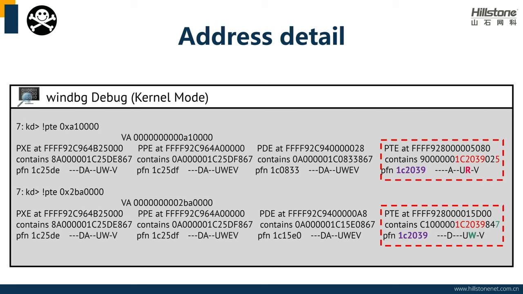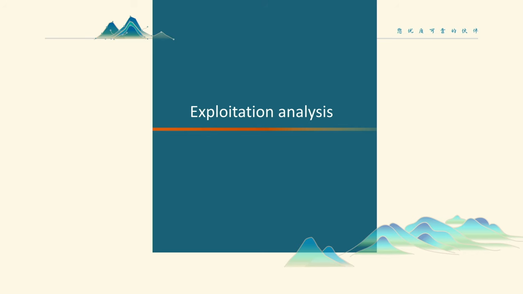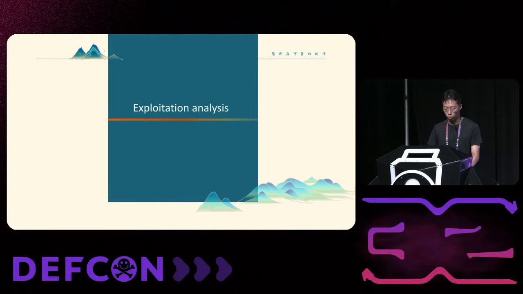From the page table entry in WinDbg, I can see two addresses pointing to the same page frame number. It means they point to the same physical memory. And we can see from the protection, which we checked in the debugger when the server tries to print the string from the client, that the first page is read-only, but the second page is writable on the same physical memory, which confirms our idea, and this is the result from the terminal. So, from the exploitation analysis.